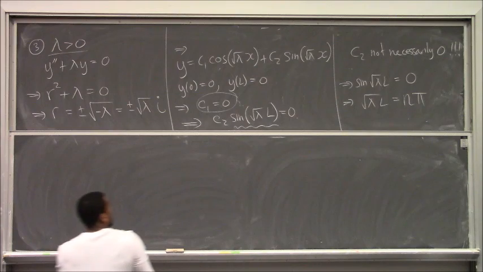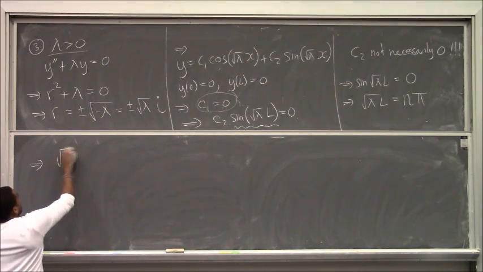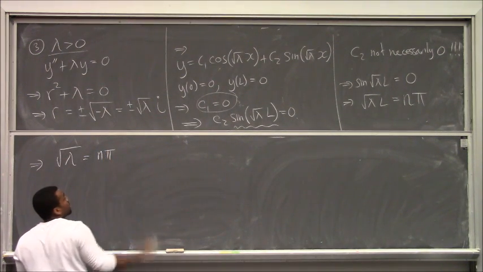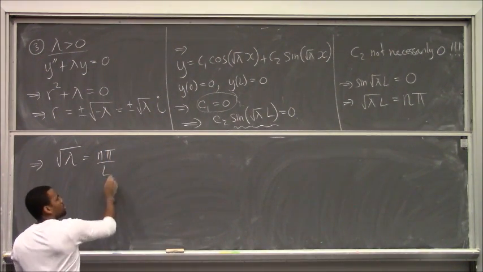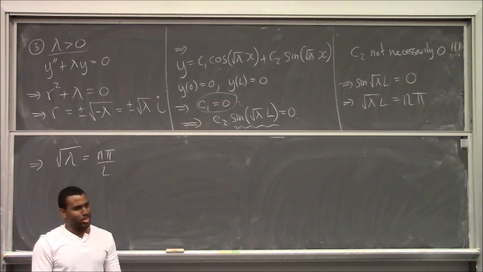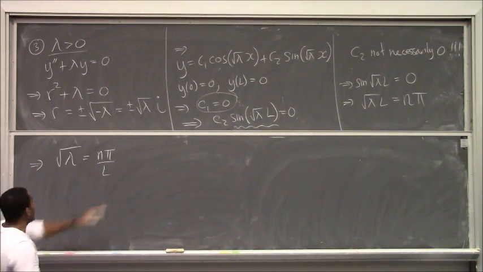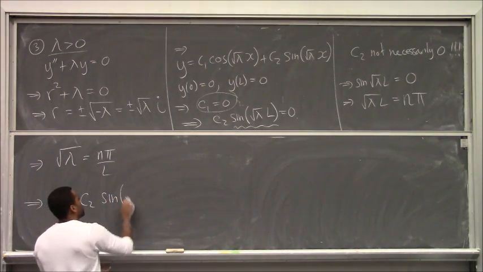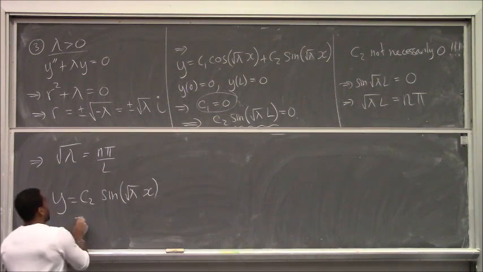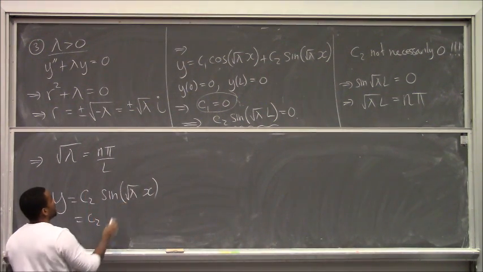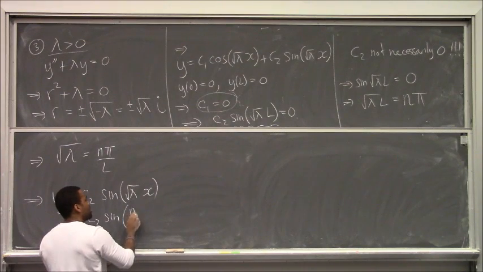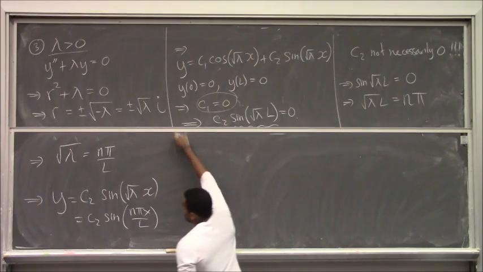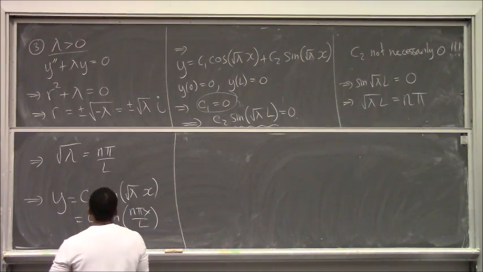Which means, can I solve for lambda? My radical lambda is going to be n pi over L. That looks familiar. So, what does this mean, though? This means our general solution is C2 times the sine of radical lambda times x, but if I now plug that in, sine of n pi x over L. Where have we seen that before? That's very interesting.